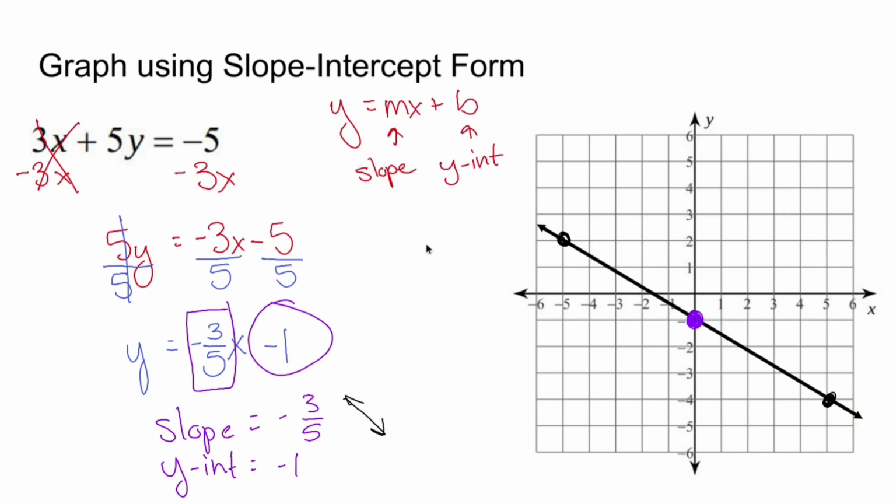And we have ourselves a line that we graphed using slope-intercept form. Get y all by itself, identify the slope and the y-intercept, put a dot where the y-intercept is, use your slope to get more dots, connect the dots, and we just graphed a line in slope-intercept form that was in slope-intercept form to begin with.